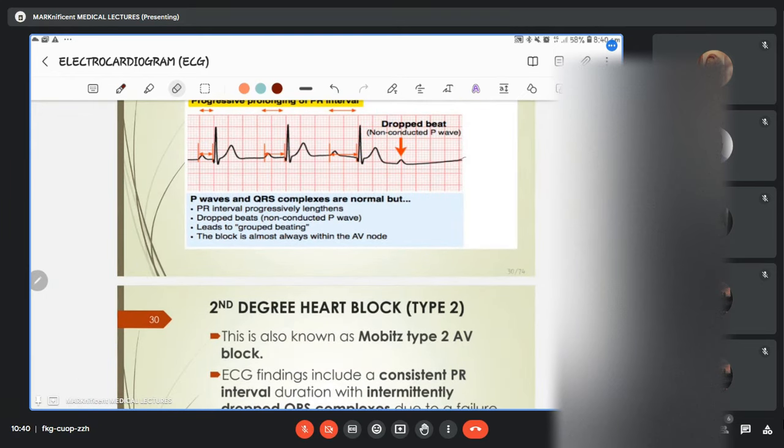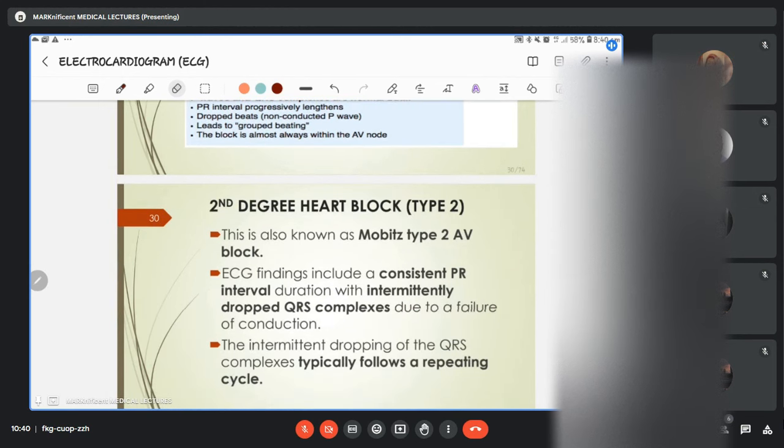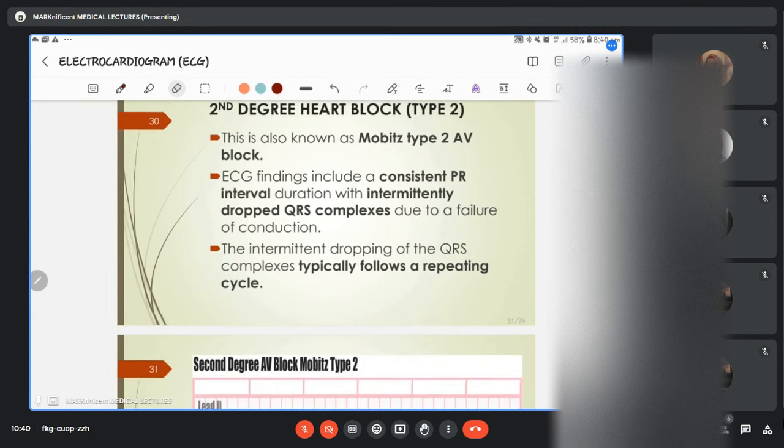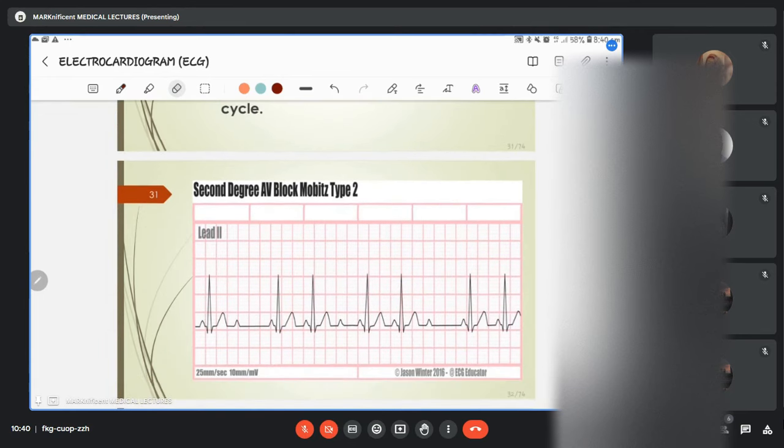In type 2 now, there's also Mobitz type 2. The ECG findings include a consistent PR interval duration with intermittent drop of QRS complex due to a failure of conduction. So in this case, this consistent PR interval duration is there first of all, similar to type 1. There's that consistent prolongation, but then there's that intermittent dropping.